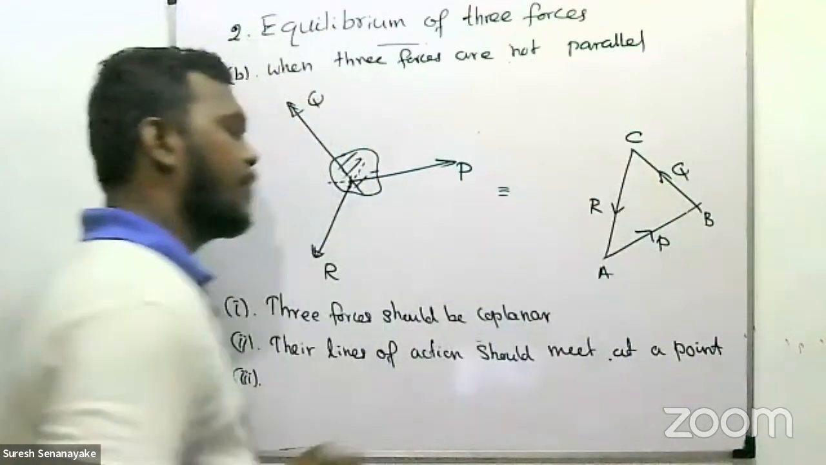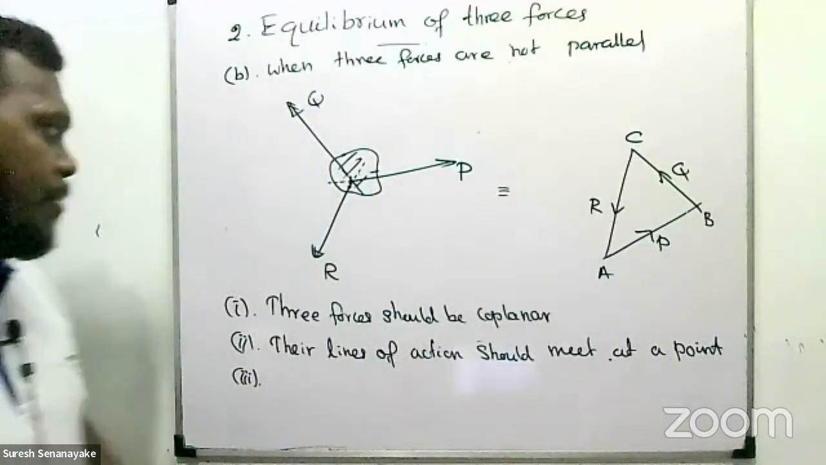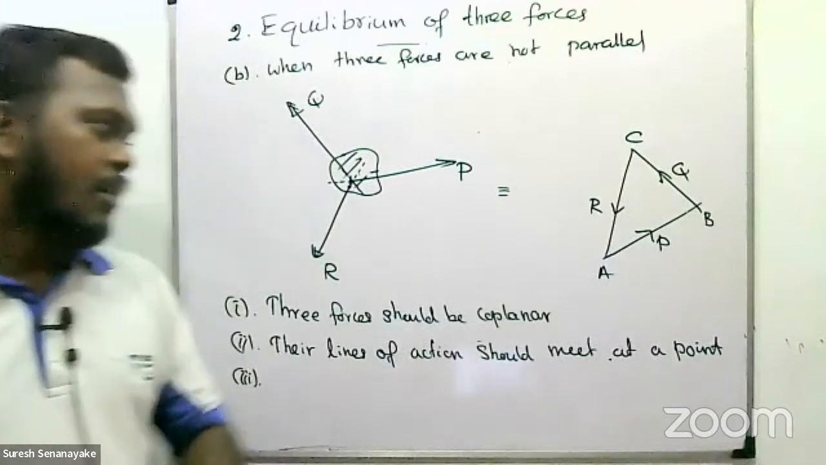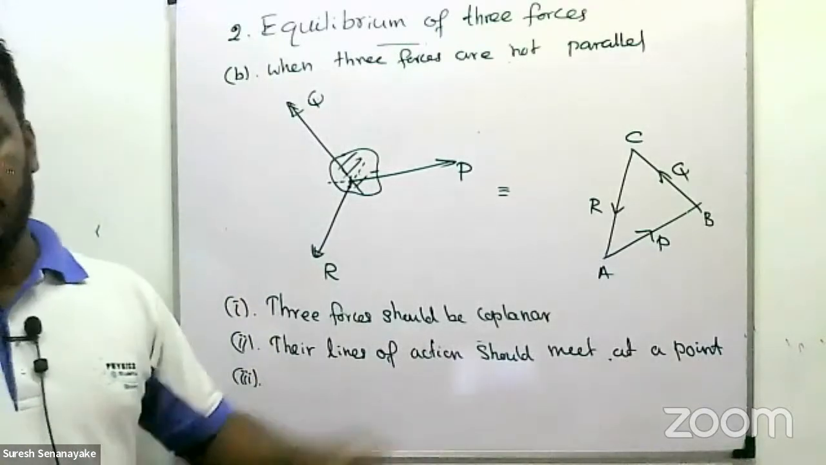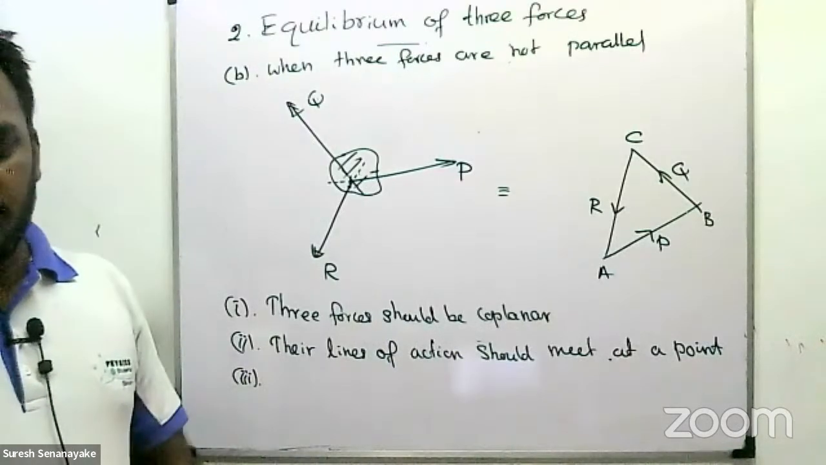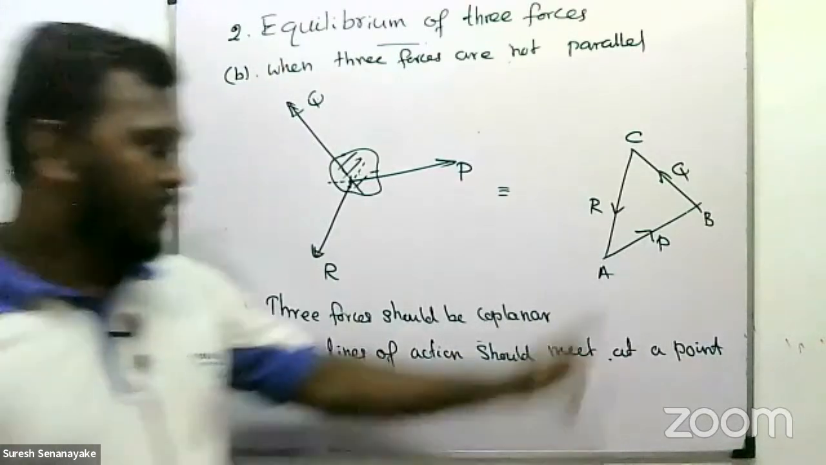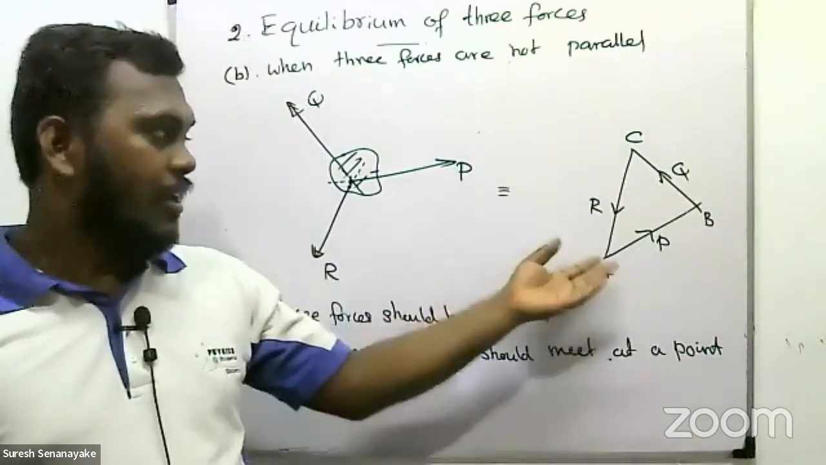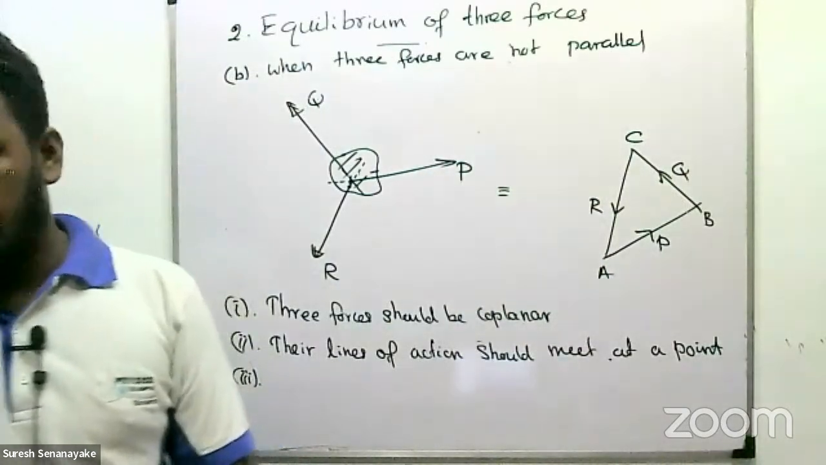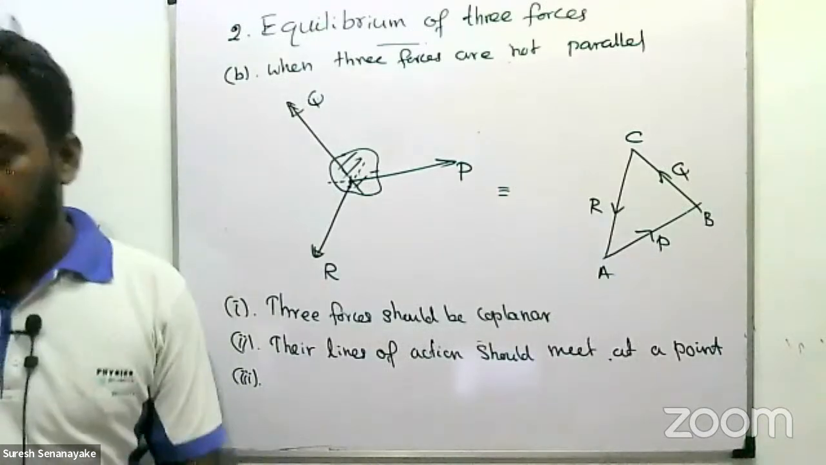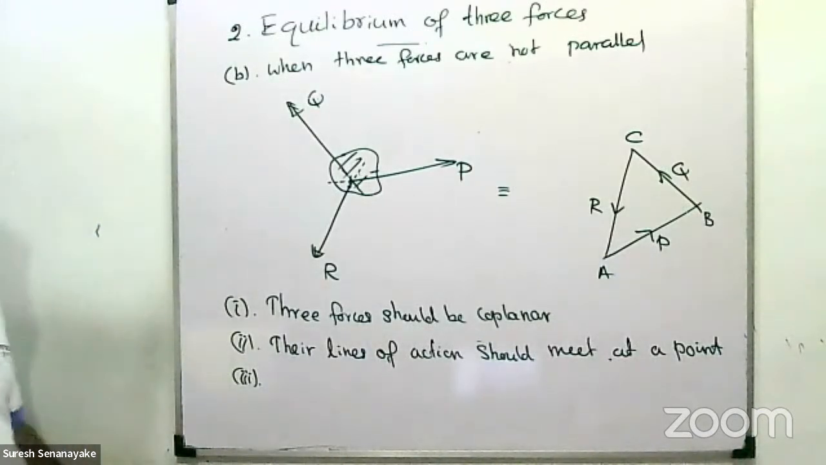We can represent these three forces, their magnitudes and directions, in a closed triangle. So that should also be satisfied. If not, it is not equilibrium. That's why these two equal this one, so they cancel out and the resultant becomes zero. Okay, that is the third condition. The three forces should be able to be represented.